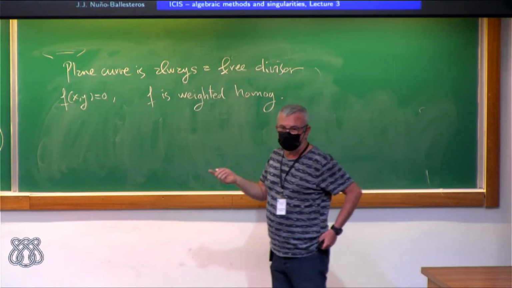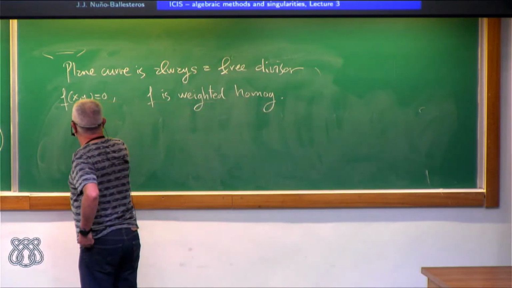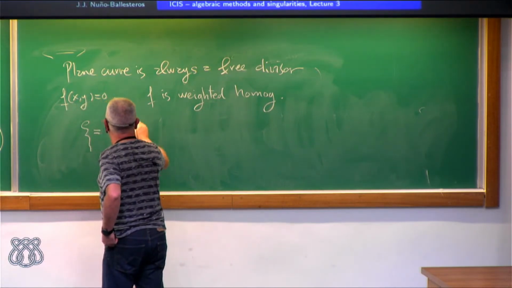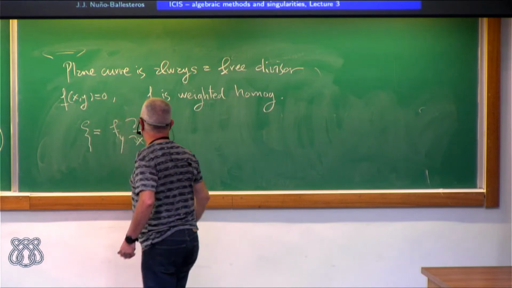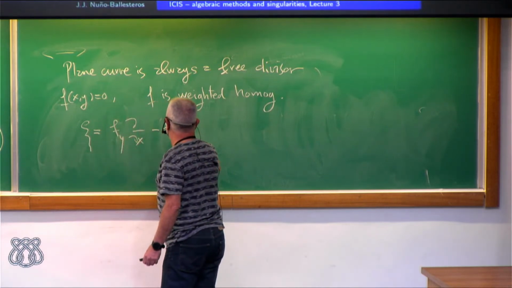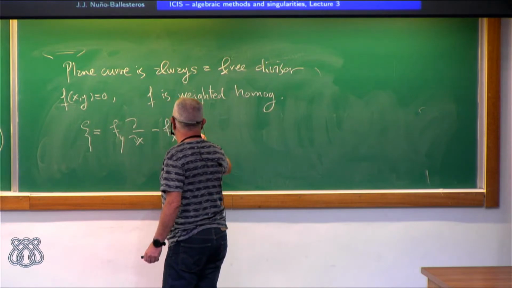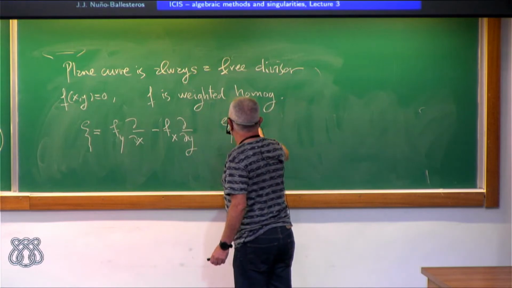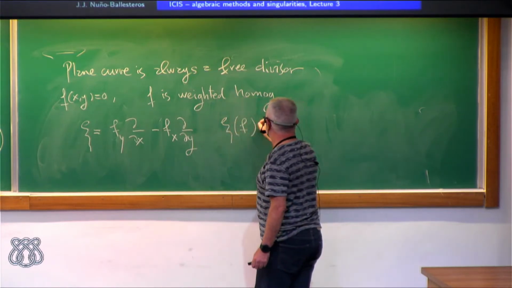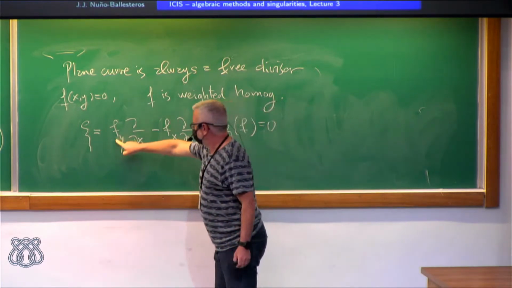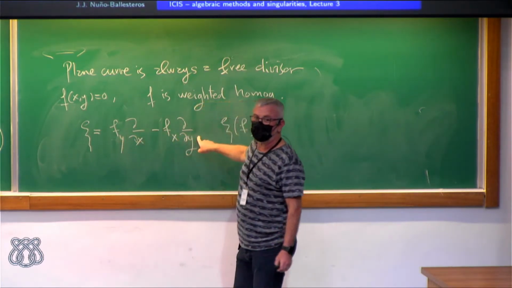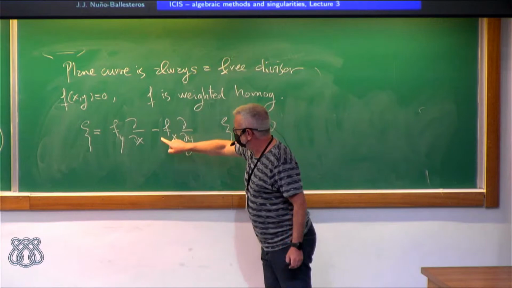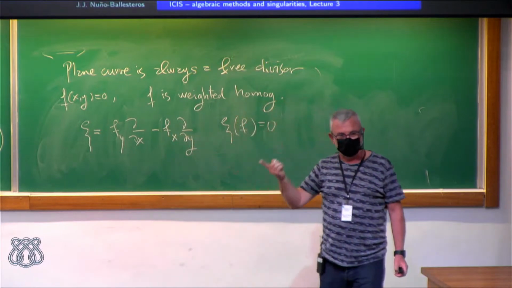Then if you look for vector fields which are logarithmic, for instance, you can take this one: f_y partial with respect to x minus f_x partial with respect to y. And then it follows, this is trivial, that the derivative of f with respect to this vector field is 0, because you have f_y f_x minus f_x f_y. Okay? So this is one vector field which is always logarithmic.